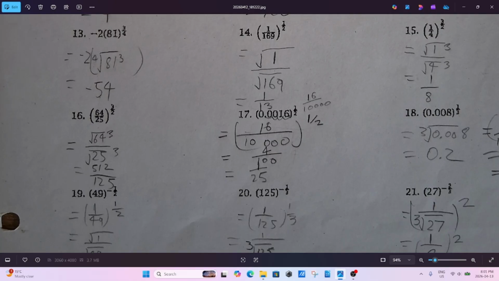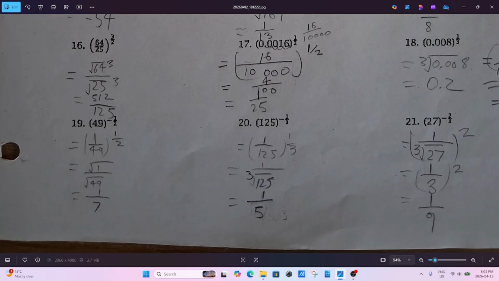Question 15. 1 over 4 to the exponent 3 over 2 is equal to square root of 1 divided by square root of 4 to the exponent 3. So you get 1 on the top and you get 8 at the bottom. 16. 64 divided by 25 to the 3 over 2 is just square root of 64 cubed divided by square root of 25 cubed, which is equal to 512 divided by 125.